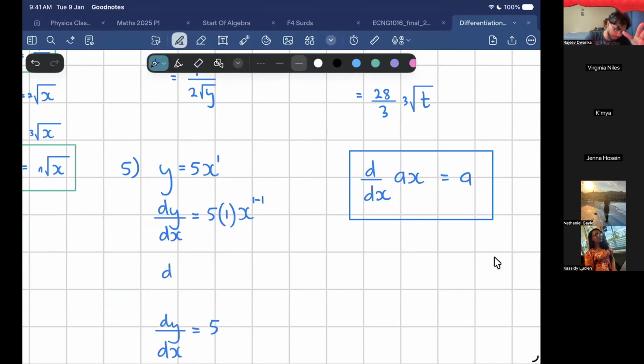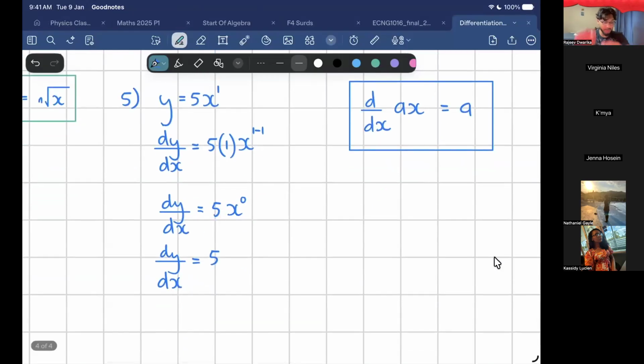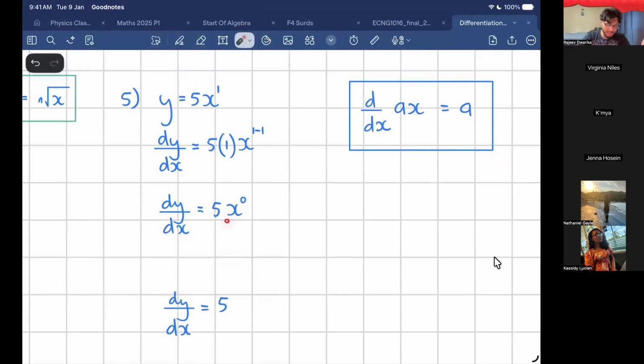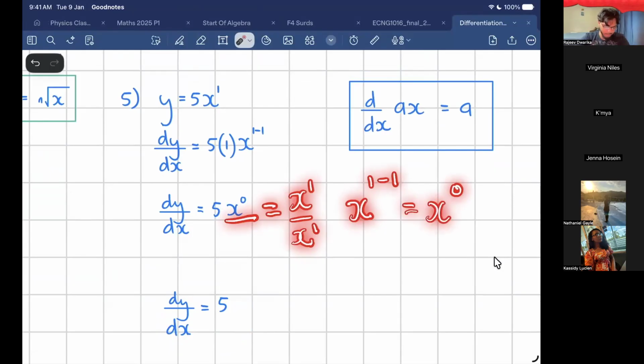What's 5 by 1? 5. What is 1 minus 1? 0. Anything to the power 0 is 1, because x to the power 0 really means x over x. You could do it for yourself. If you apply the rules for indices, you divide them and you have the same base, so you're going to end up with x to the power 1 minus 1, which is x to the power 0. x over x is 1, right?